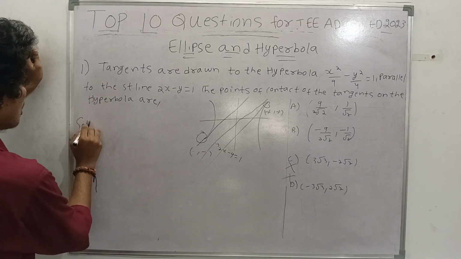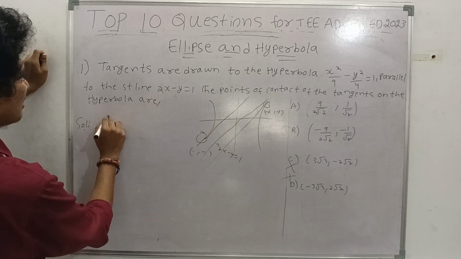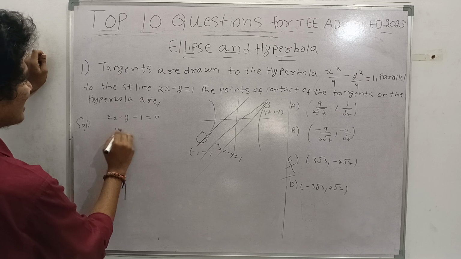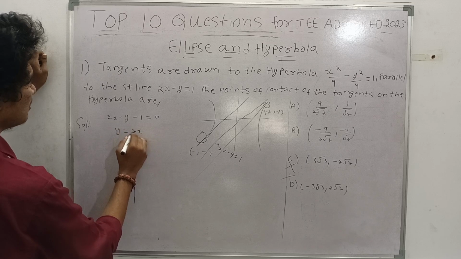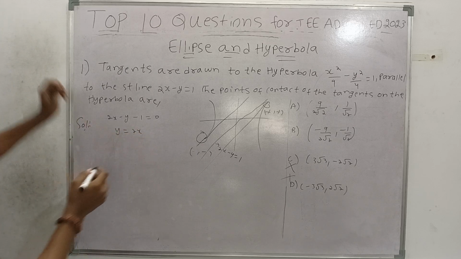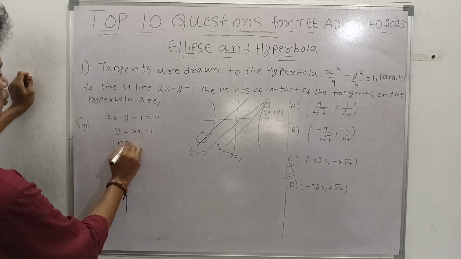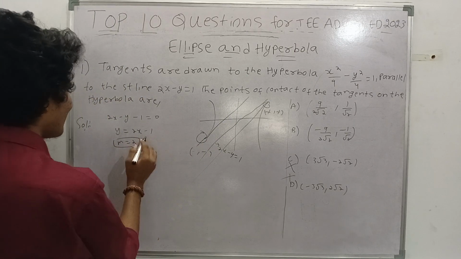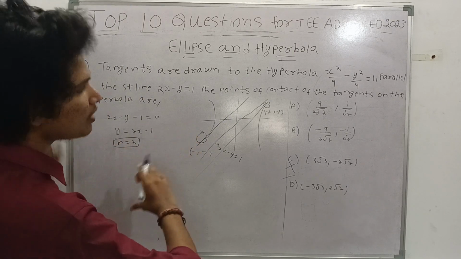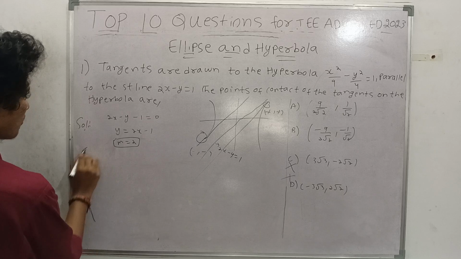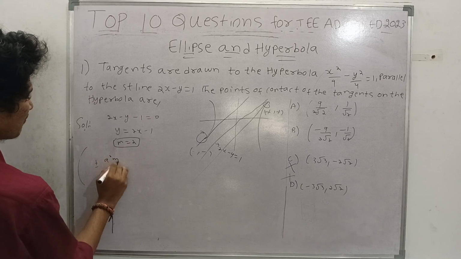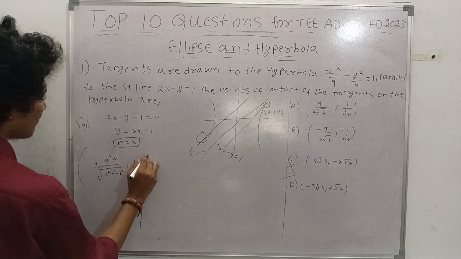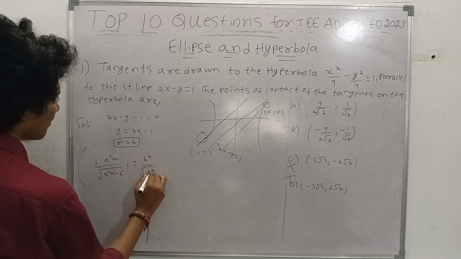If you want to solve, when a line is given and they are saying it is parallel, you can easily write y equal to 2x minus 1, and here m equal to 2, the slope. So from this line also the m is 2 only. When a line is given and they are asking the point of contacts of the tangents, there is a formula we all know, that is plus or minus a square m divided by root of a square m square minus b square, comma plus or minus b square by root of a square m square minus b square.